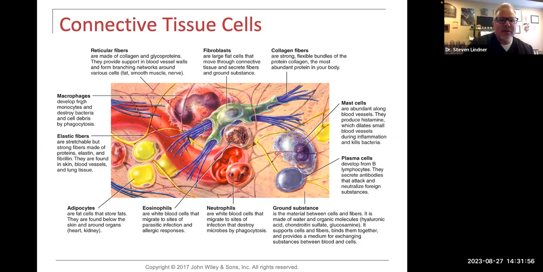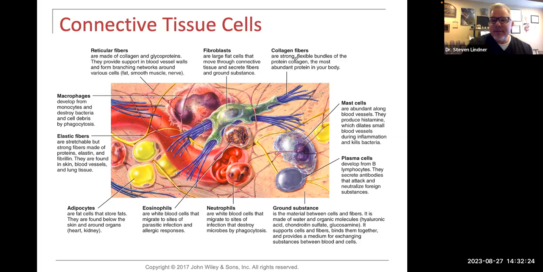Here we have macrophages. Again, these are derived from monocytes. Monocytes become macrophages. There are different types of macrophages. When you have a macrophage in the neural system, it's called a microglial cell. When it's in the liver, it's called a Kupffer cell. When it's in the lungs, it's called an alveolar dust cell. So they just change names depending on the tissues they're found in.